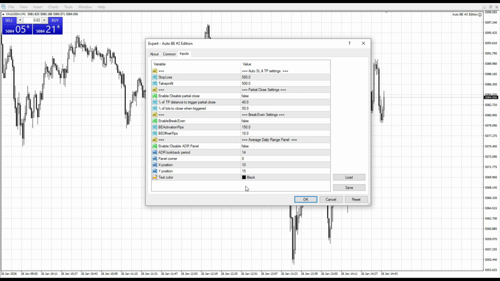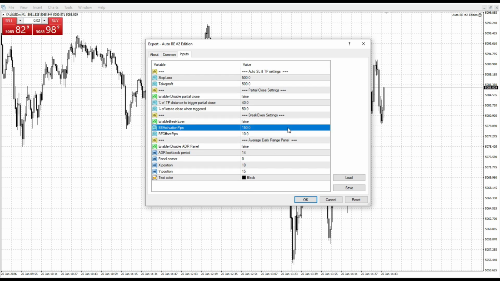The break-even feature uses two key settings: break-even activation pips and break-even offset pips. Break-even activation pips is the number of pips your trade must be in profit before the stop moves to break-even. Break-even offset pips is the extra number of pips added above break-even to give your trade some room to breathe. Together, these settings let you secure profits while avoiding being stopped out too early.